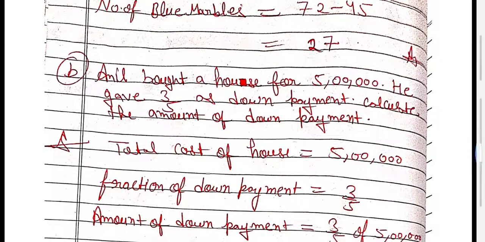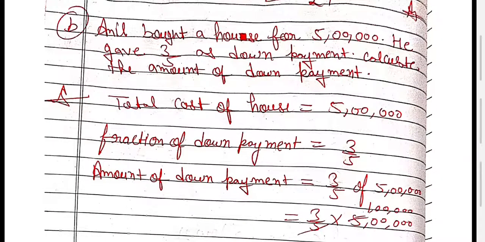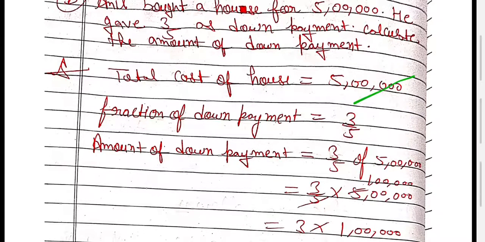Now the second, part B. The question says that Anil bought a house for rupees 5 lakh. He gave 3 upon 5 as down payment. Calculate the amount of down payment. Simply, you have to find 3 upon 5 of the total. Now just see here, the total cost of the house is 5 lakh. The fraction of down payment is 3 upon 5. So the amount of down payment is 3 upon 5 of the total.